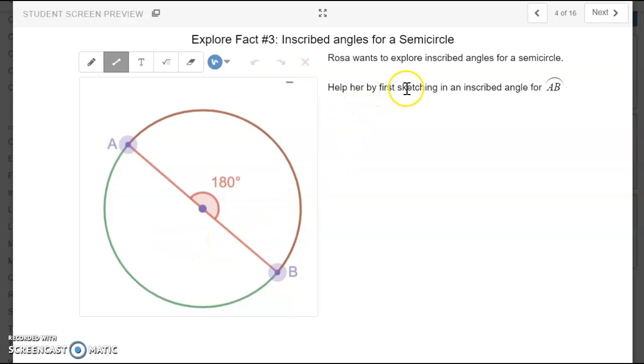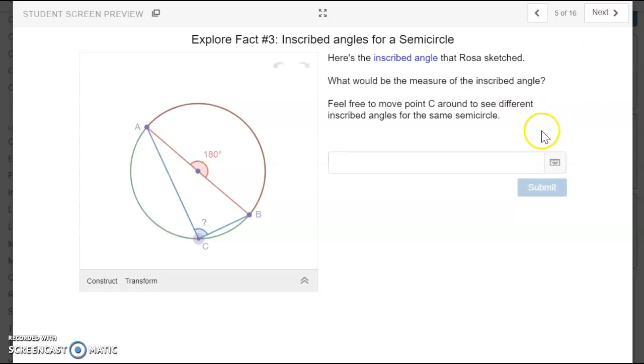How about first sketching the inscribed angle for arc AB? If this is arc AB here in red, what is the inscribed angle? It would end anywhere on the circle, right? So this is the inscribed angle that is intercepted by arc AB. And here is the inscribed angle that Rosa sketched. What would be the measure of the inscribed angle?